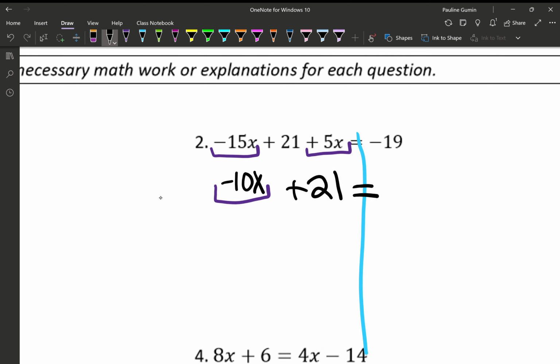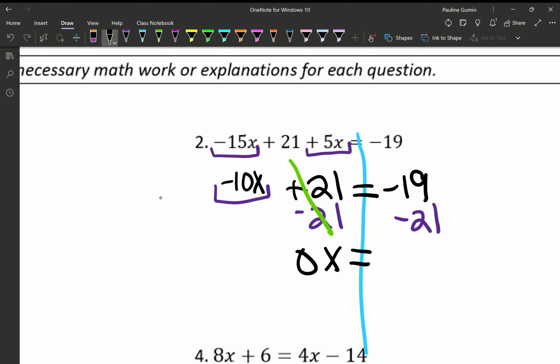The plus 21 just comes along for the ride, equals is still in the middle, negative 19 is still on the right. Now I want to get x by itself, so the very first thing I'm going to do is undo the plus 21 by subtracting 21 from both sides.